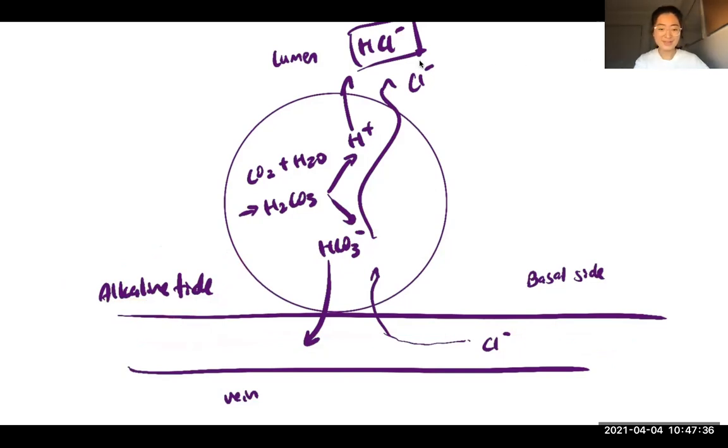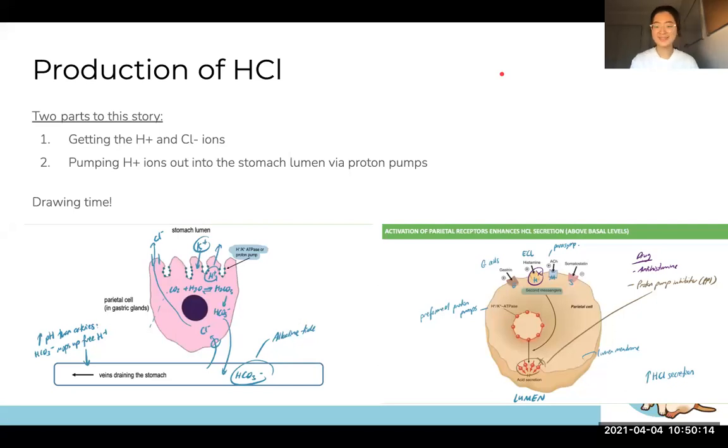Now I will just jump back to the original PowerPoint. Alrighty, and we are back. So this is a bit of a summary, pretty much just what I drew out before, but a screenshot of that. And that explains how hydrochloric acid is produced in the stomach.